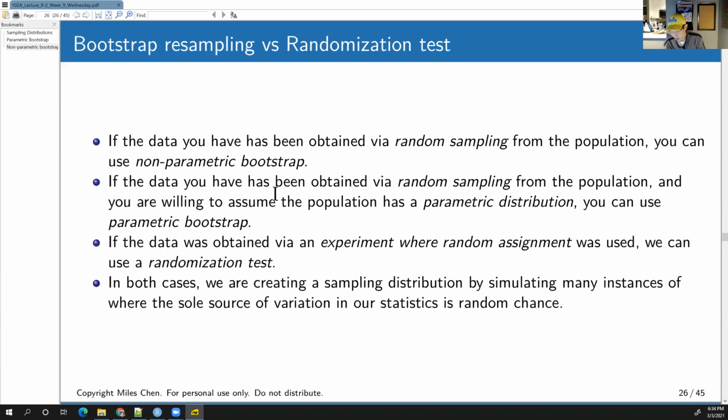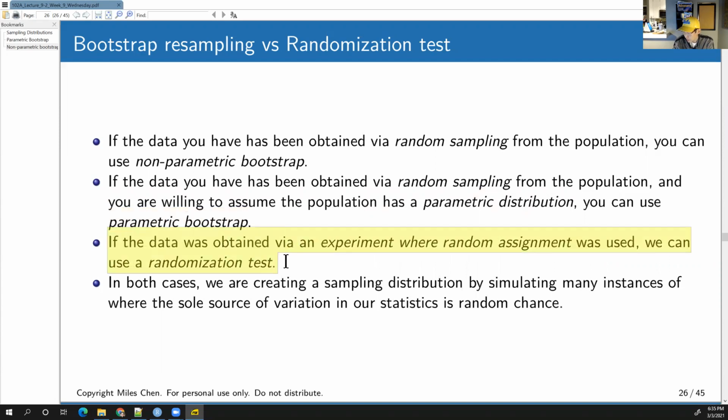So just to recap a few of the methods we've discussed so far: if the data you have was obtained via random sampling, you can use non-parametric bootstrap. If the data was obtained via random sampling from the population, and you're willing to make distributional assumptions about the population, you can use parametric bootstrap. So if you're willing to say the population is normal, or has this distributional shape, you can use parametric bootstrap.